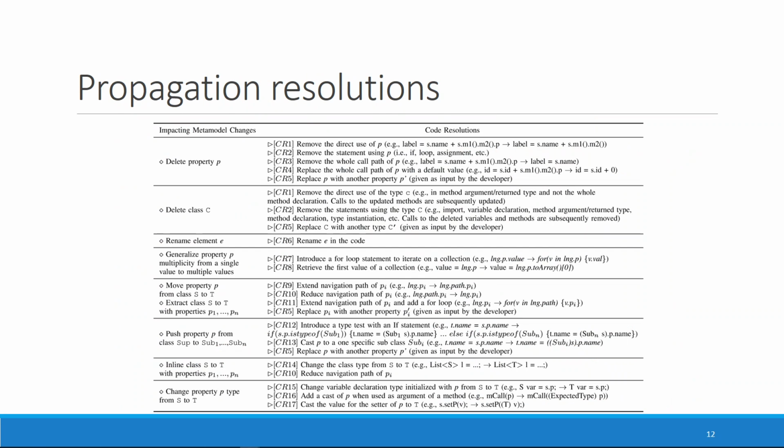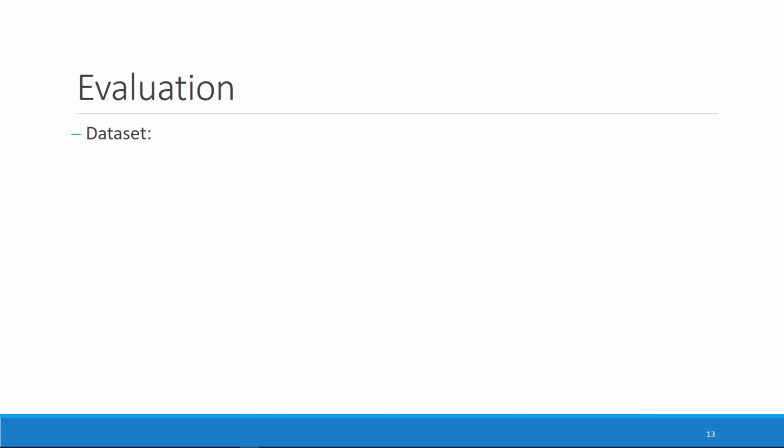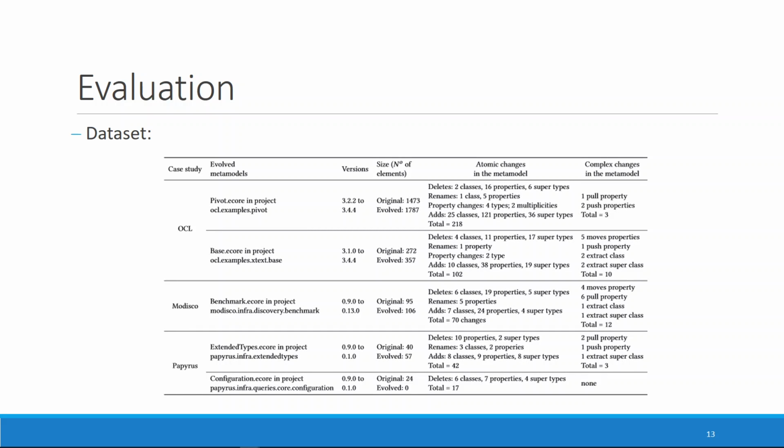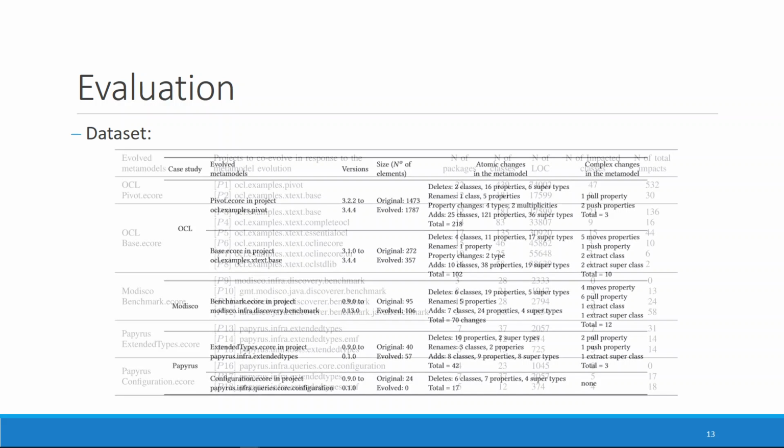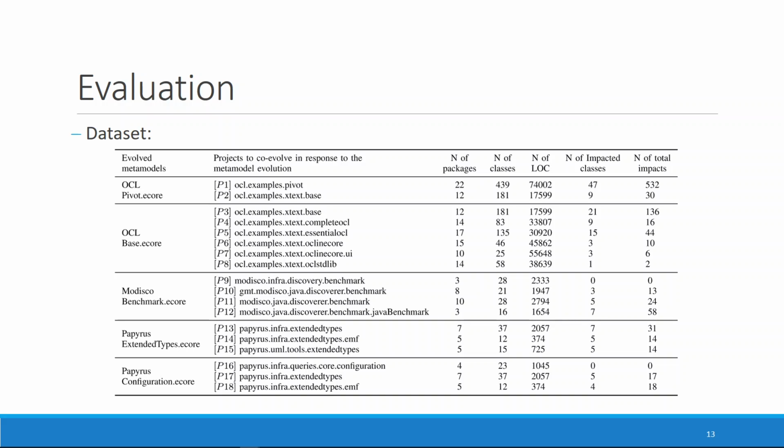Regarding the resolutions, we gather a catalog of resolutions that can propagate the meta model evolutions down to the code. We did an evaluation for this work, so we took 3 languages, OCL, Modisco, and Papyrus, with 5 meta models that evolved across different versions. And we considered then projects that depend on the project where the meta model is and the code is generated. And we wanted to study this coevolution of the code in those projects.